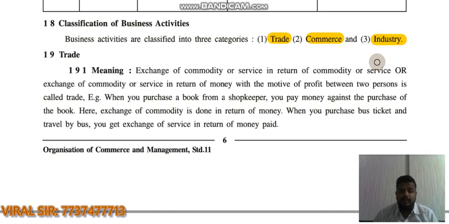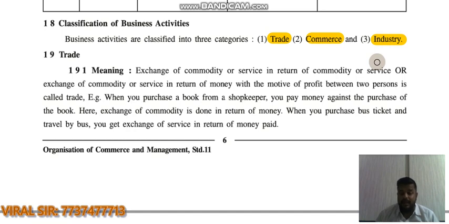Okay, so the first one is trade. Now what is trade? In the outside environment, we can say 70-75% or 80% of the shops we visit, or from whom we transact, are doing trade. Trade means exchange of commodity or services in return of commodity or services, or exchange of commodity or services in return of money.